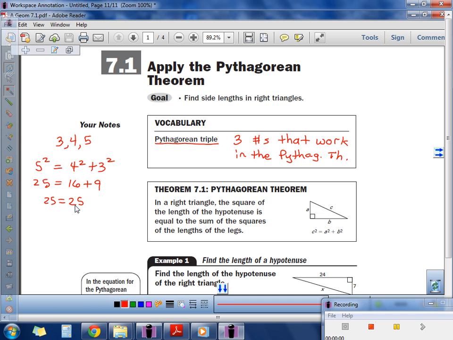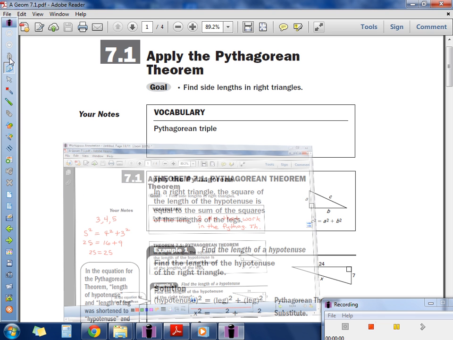The other thing to learn is sometimes they won't be equal. And today, when they're not equal, that just means the numbers are not a Pythagorean triple. But later on, we'll see what it means when they're not equal. So let's look at some examples real quick.